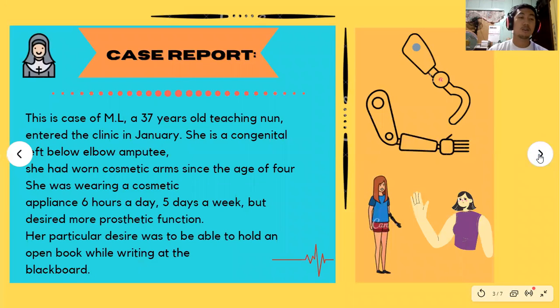So what is the case all about? For the case report, this is a case of ML, a 37-year-old teaching nun, who entered the clinic in January. She is a congenital left below elbow amputee. She had worn cosmetic arms since the age of 4. She was wearing a cosmetic appliance 6 hours a day, 5 days a week, but desired more prosthetic function. Her particular desire was to be able to hold an open book while writing at the blackboard.